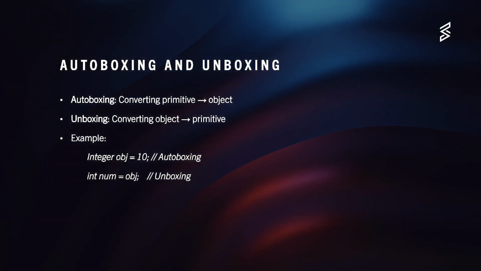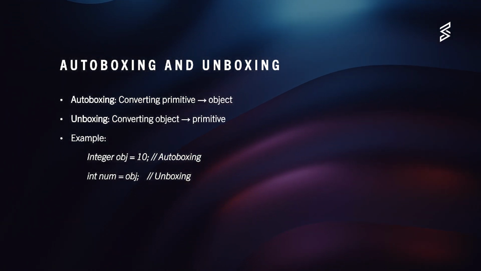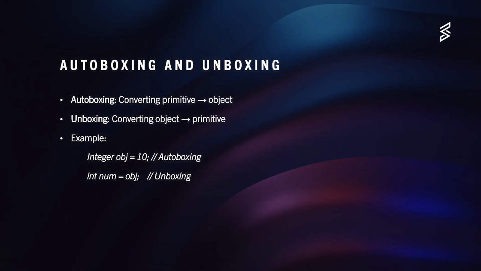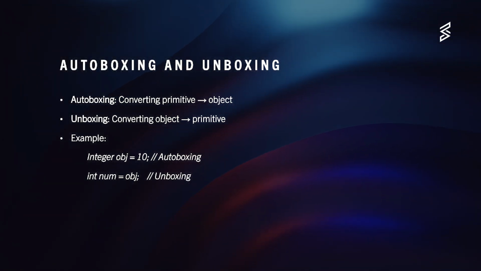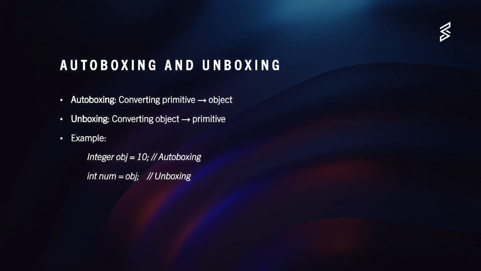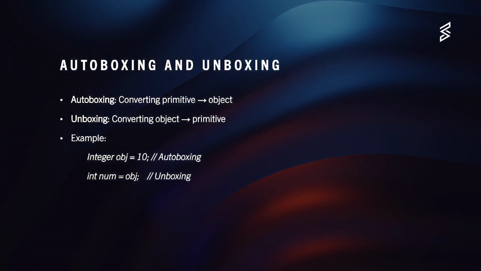Autoboxing means Java automatically converts a primitive into an object. Unboxing is the reverse, converting an object back into a primitive. For example, assigning 10 to an Integer object is autoboxing. Taking it back as an int is unboxing.